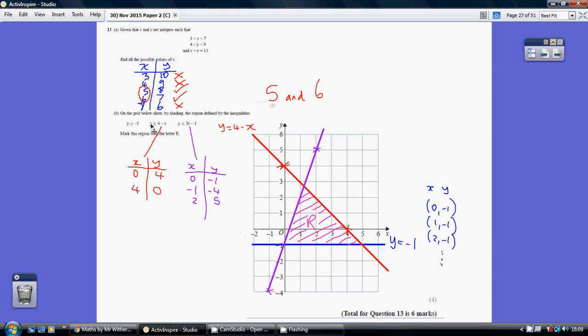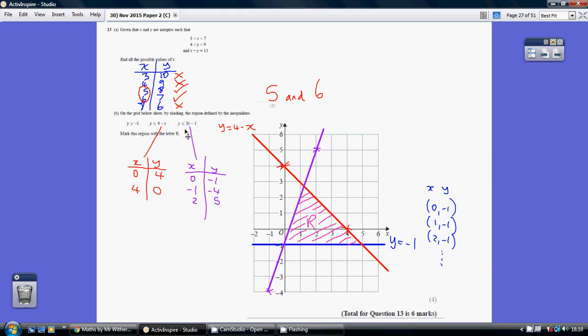Right, secondly, consider the line y equals 4 minus x. So think of just some pairs of points. When x is 0, y must be 4. 4 take away 0 is 4. Equally, when x is 4, y must be 0. So 2 points on this line are 0, 4 and 4, 0. That's enough for me to draw on the red line y equals 4 minus x.